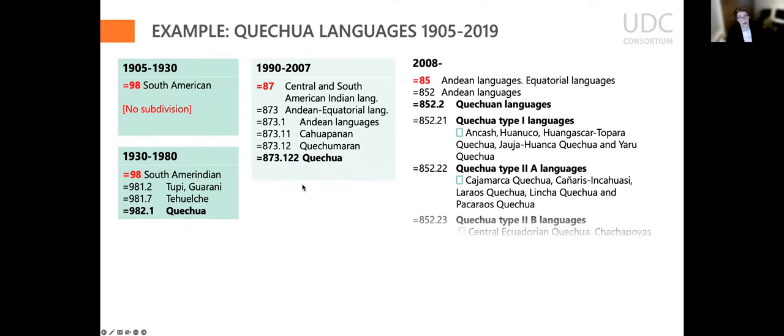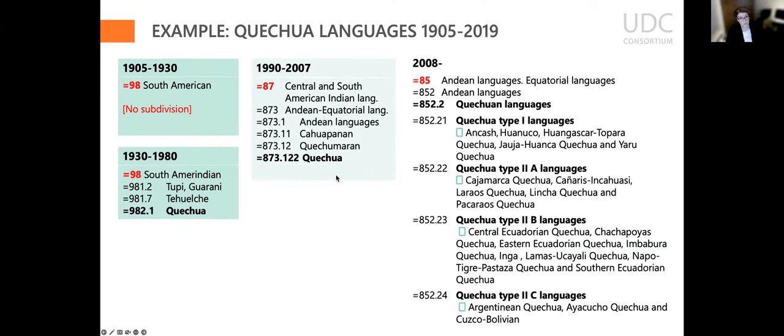And then when this is now revised, in order not to override these numbers, the whole new structure was built on =85. So the same language walked from the 1930s, from =98 to =87 to =85. And then within that class, you can see these four groups of languages, how Quechua languages and the grouping of languages look at the moment.